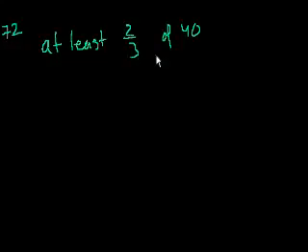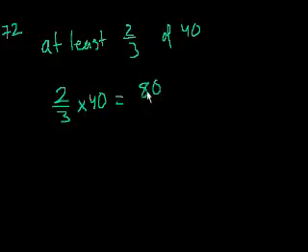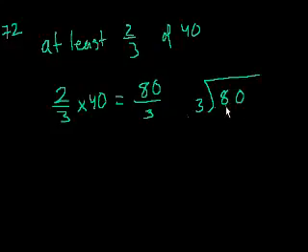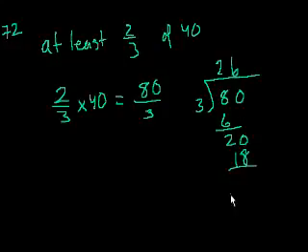So we have to have at least 2/3 of 40. So what's 2/3 times 40? Well, that's equal to 80 over 3. Let's figure out how many times 3 goes into 80. 3 goes into 8 two times. 2 times 3 is 6. Then 20, 3 goes into 20 six times. 6 times 3 is 18. Then you bring down a 2, bring down a 0. So it's just going to keep repeating.